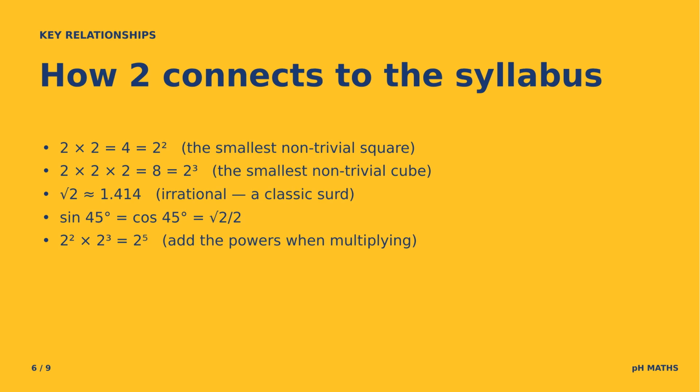Key relationships. 2 squared is 4, the smallest non-trivial square. 2 cubed is 8, the smallest non-trivial cube. Root 2 is about 1.414, a classic irrational surd, and the diagonal of a unit square. Sine 45 and cosine 45 both equal root 2 over 2. And the index rule, 2 squared times 2 cubed equals 2 to the fifth. Add the powers when multiplying.